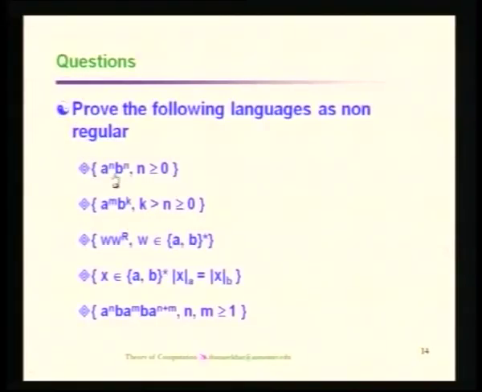Here we have some of the problems. We have a power n followed by b power n, where the number of a's and b's is the same. Here the number of a's is less than the number of b's. Another one is the set of all palindromes, w w reverse. Another is x where the number of a's and b's are the same. Also, the total number of a's must equal the number of a's in the third part of the string. These are problems which could be proved not regular with the help of the pumping lemma.